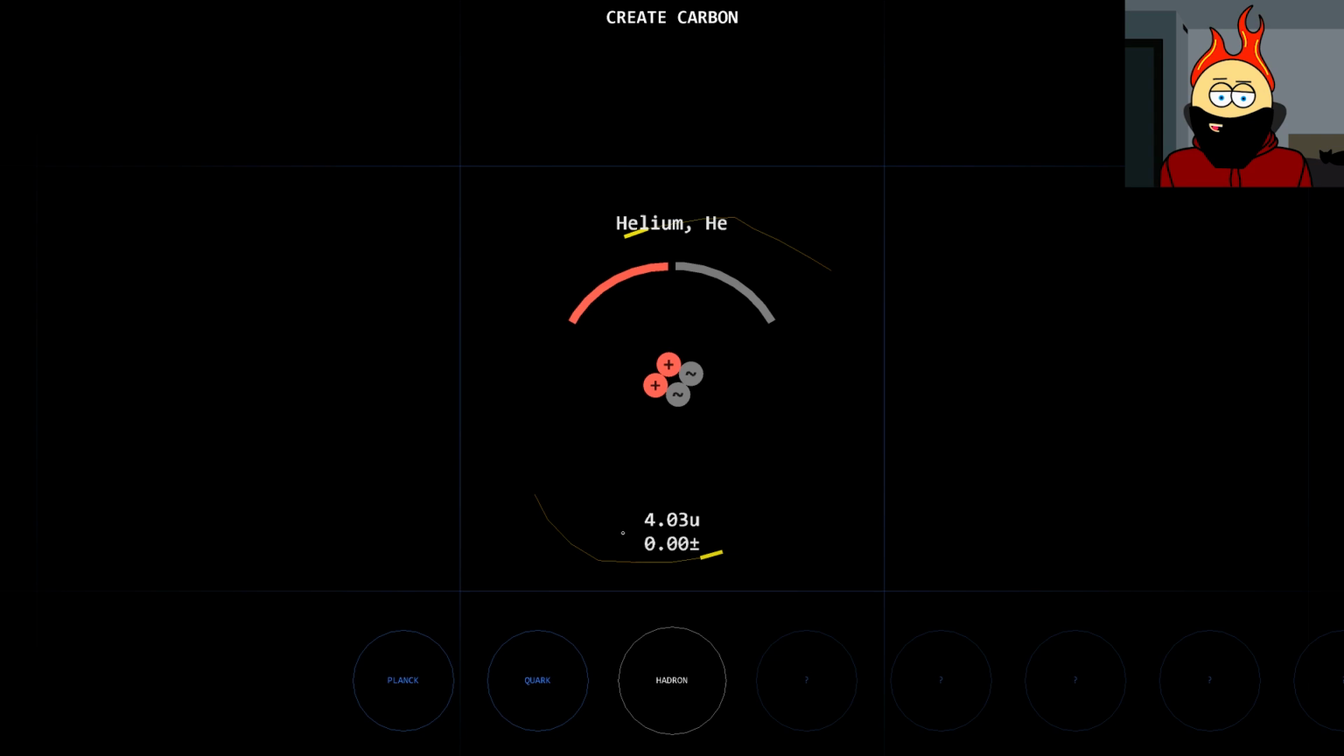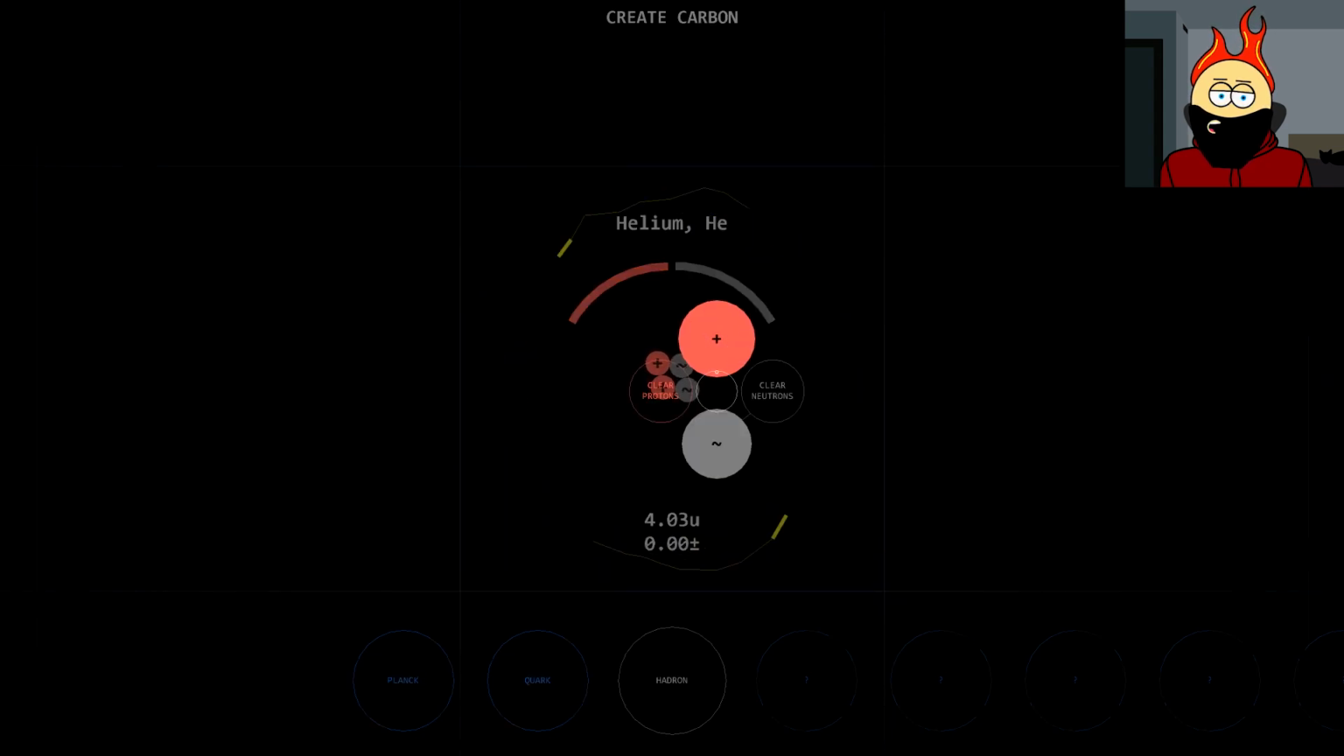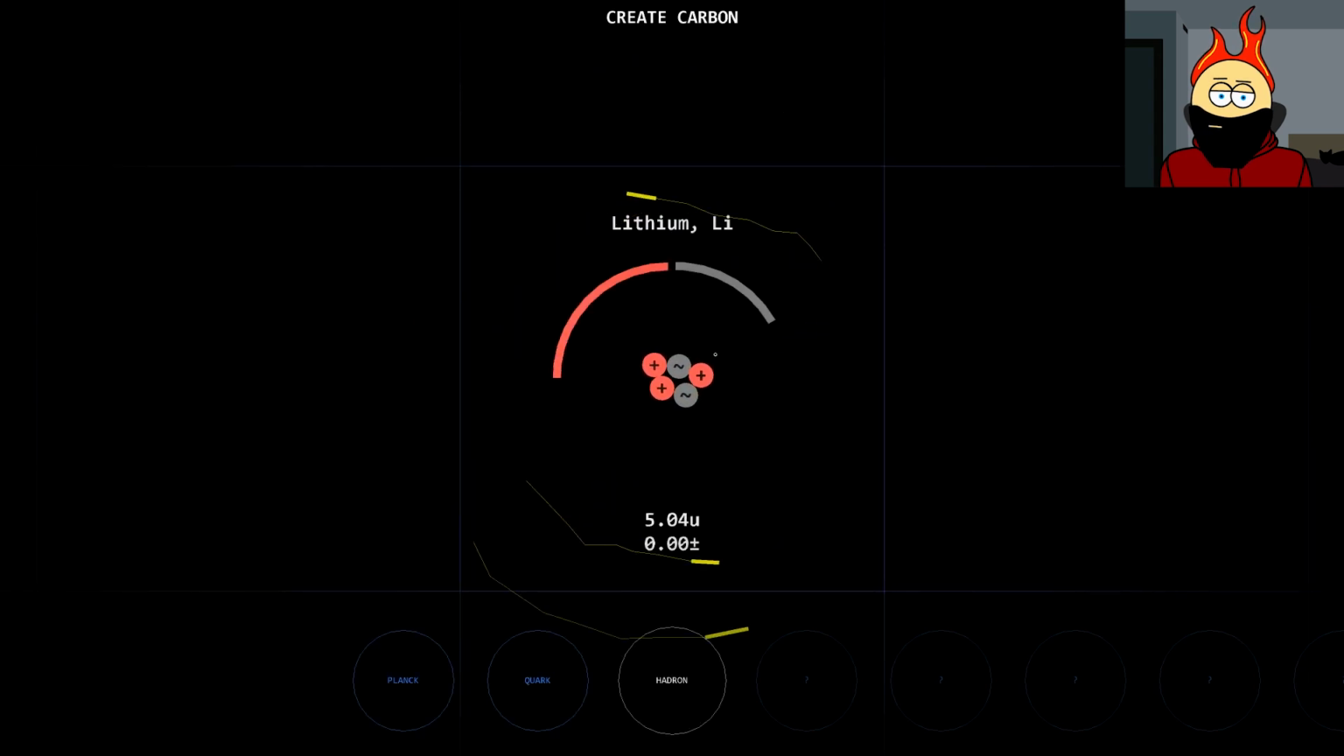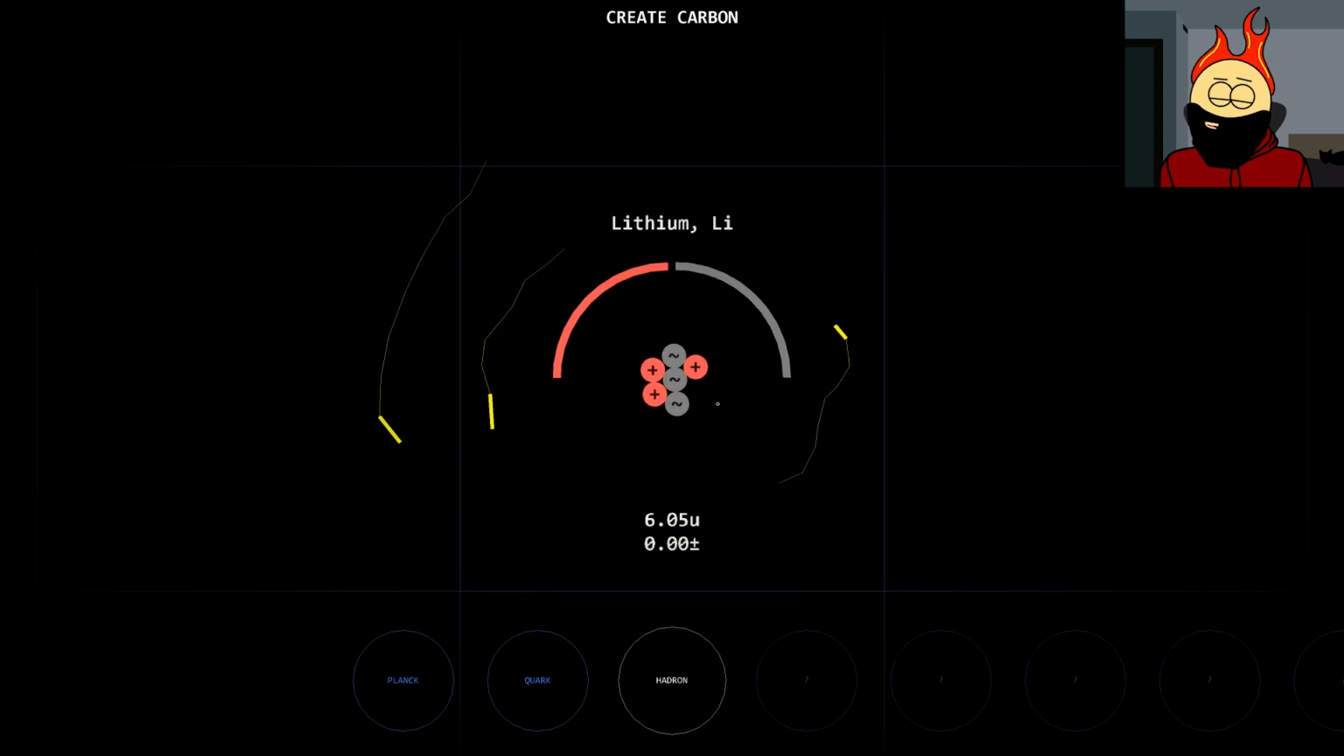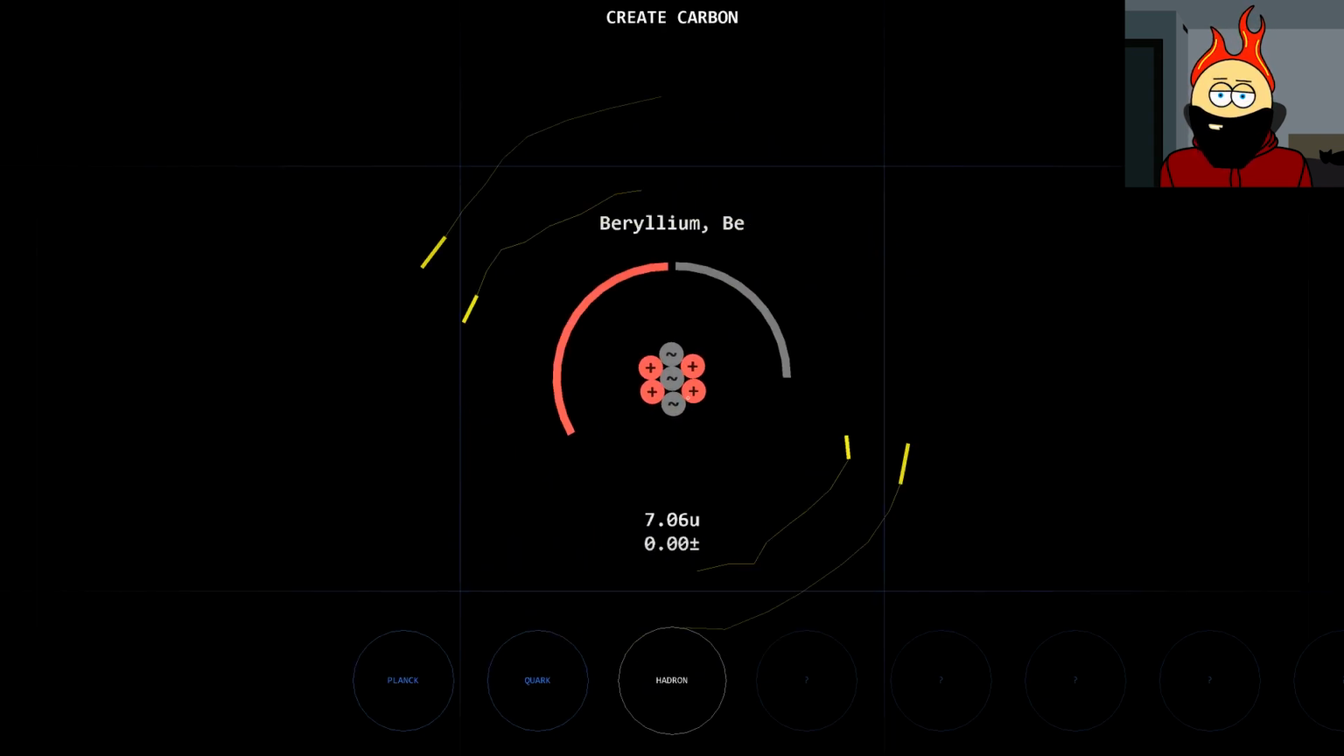Wait, hold on. So we have 2 electrons running around here. Is this gonna do like electron shells too? So if I go up and, oh my god. Oh, holy shit, it actually has electron shells. That's amazing. So it wants us to make carbon.